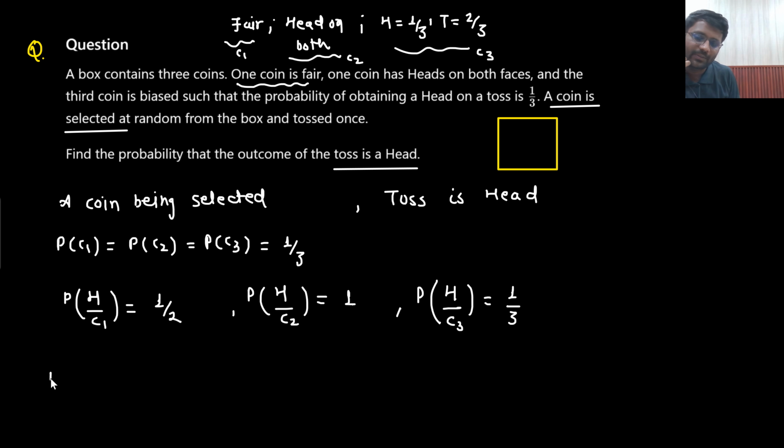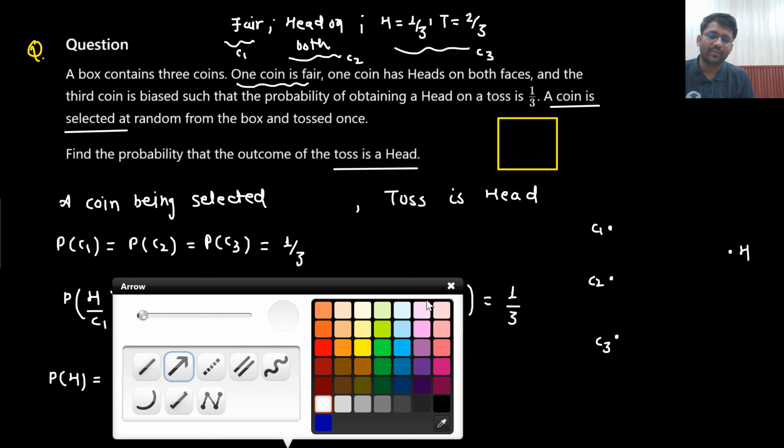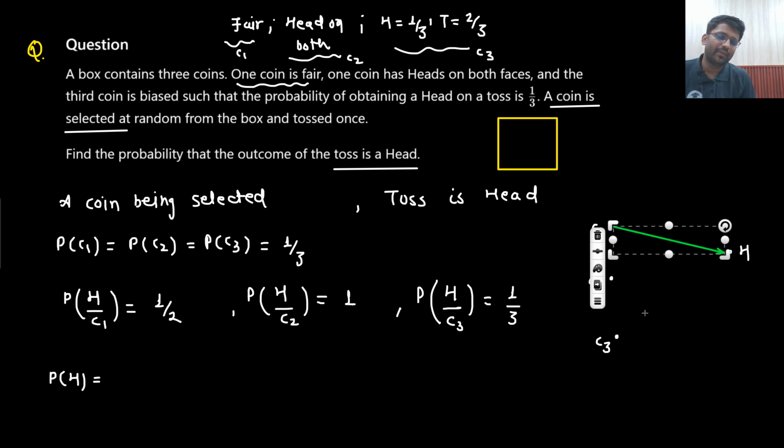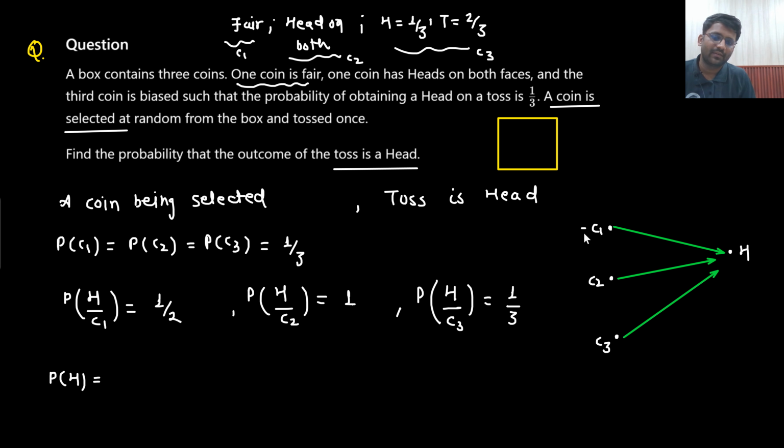Now what you are supposed to find out is the probability of getting a head. You can make a flow diagram as well, but without the flow diagram as well, we are able to understand. 3 coins we are selecting, and we need to care about the probability of getting head. So the probabilities 1/3, 1/3, 1/3 are there, and here what are the probabilities? These probabilities are 1/3, 1/3, 1/3. Here the probability is 1/2. If I select coin C1, what is the probability of getting head? Here the probability is 1, and here the probability is 1/3.